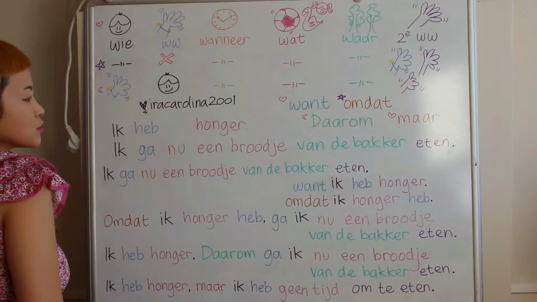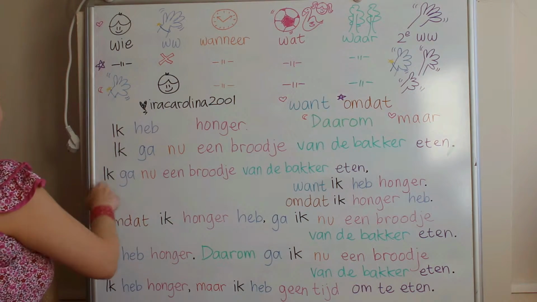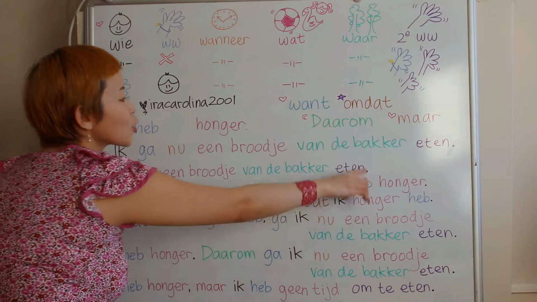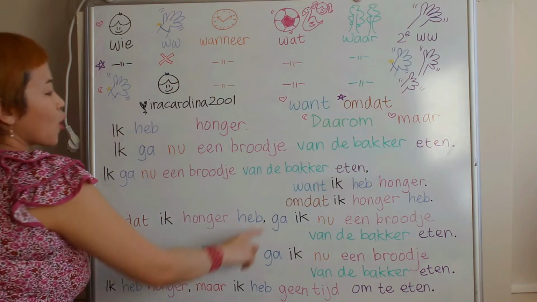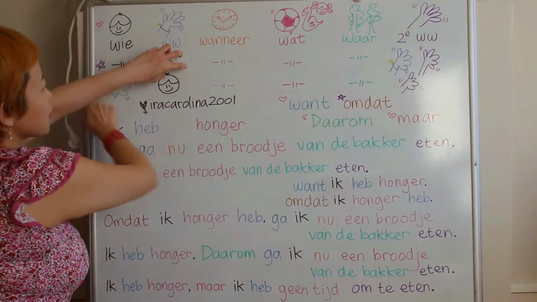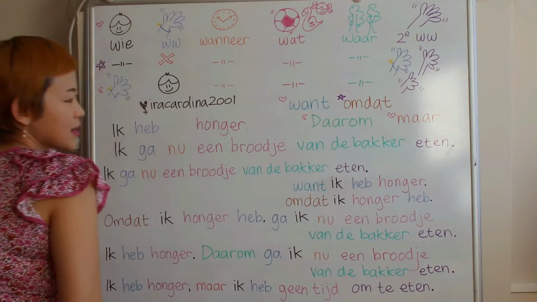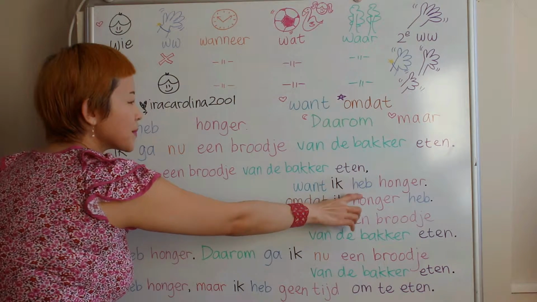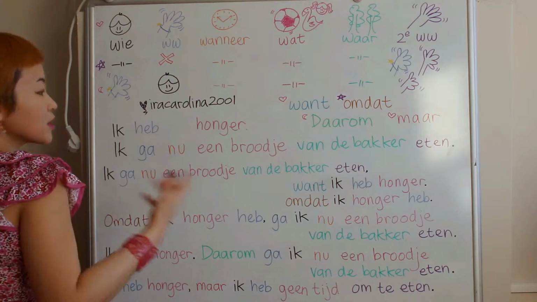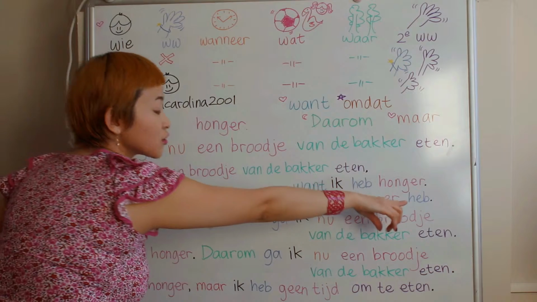How if we want to use because with omdat? Ik ga nu een broodje van de bakker eten, omdat, this one to the back of the sentence. Ik honger heb. The have, the first verb or the verb that we have, we move it to the last of the sentence.